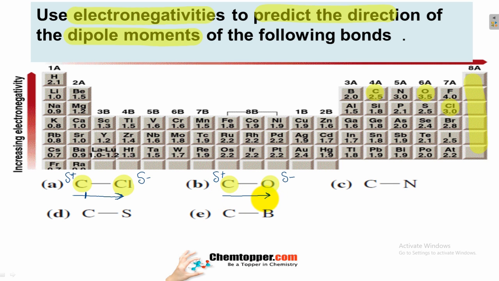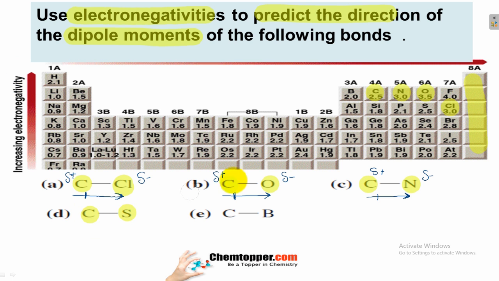The tip of the arrow is in the direction of the more negative oxygen and the tail is in the direction of the more positively charged carbon atom. In carbon-nitrogen, nitrogen is smaller than carbon. Nitrogen is more electronegative than carbon. So there is a partial negative on the nitrogen and a partial positive on the carbon. And it is again represented by an arrow with a tail. The tip of the arrow is in the direction of the more electronegative nitrogen atom and the tail of the arrow is in the direction of the less electronegative carbon atom.